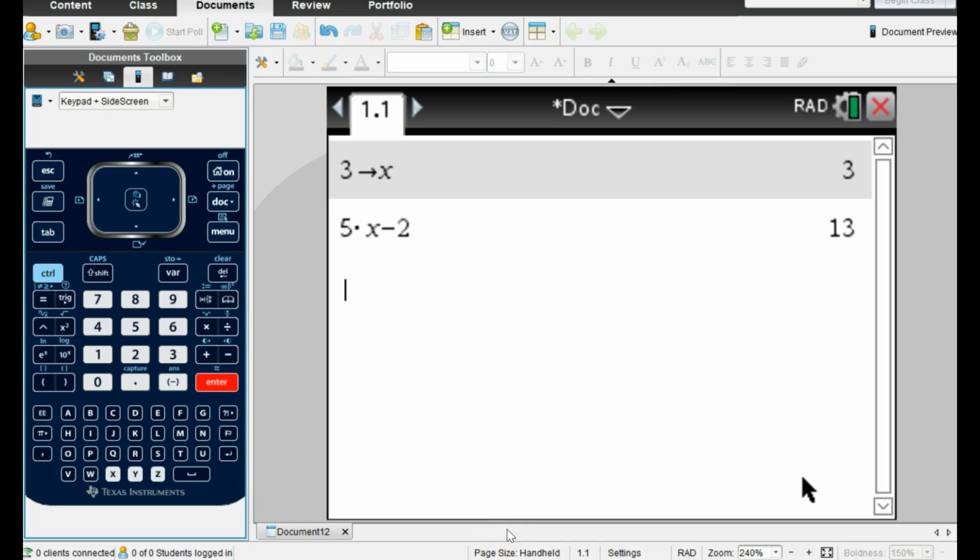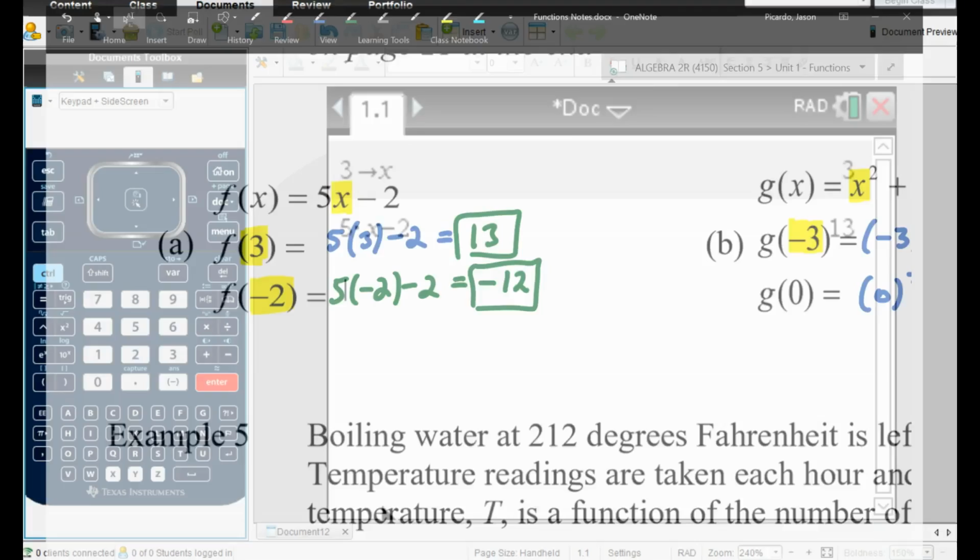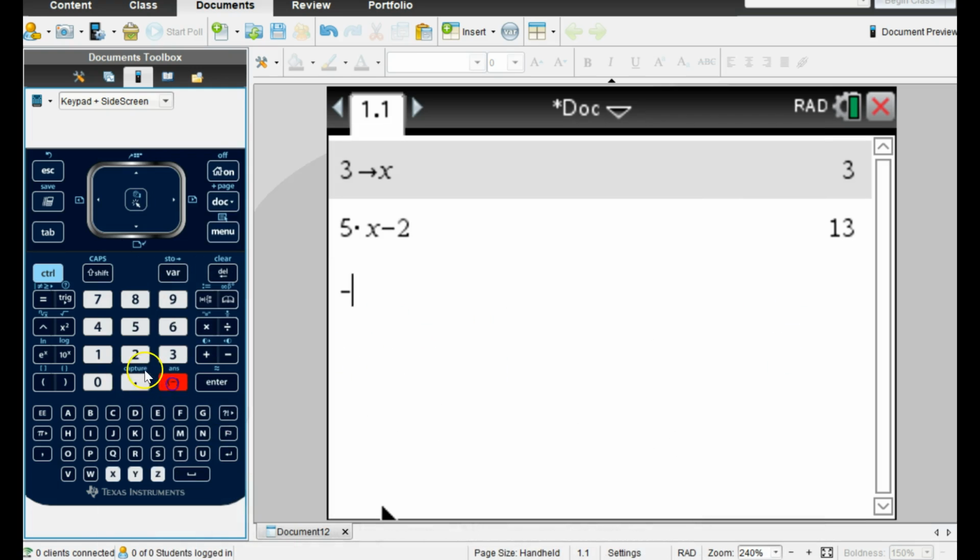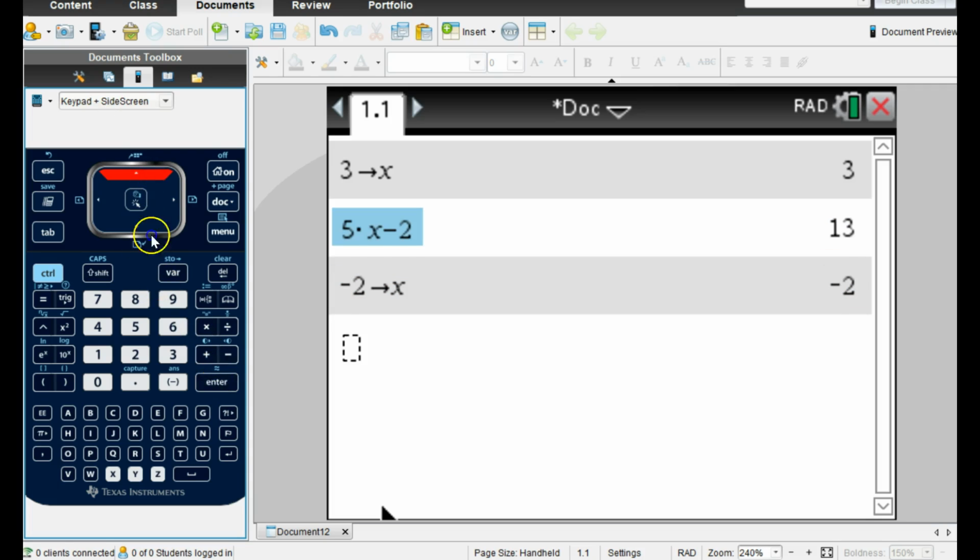But guys, what if I gave you like 10 of these that you had to evaluate, right? You really want to sit here and go, okay, well, the next one I have to do is -2. So I'm going to store that in. And now I got to go up here and I got to copy this. And there's my -12, right? Didn't seem like it took that long, but if I had like 10 of them to do, it might seem rather tedious, right?